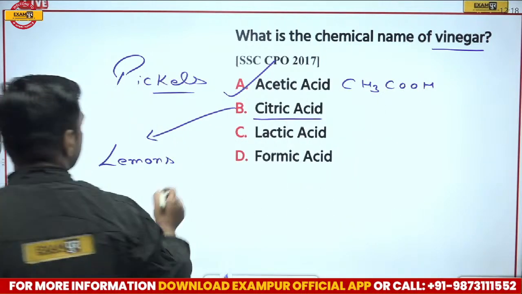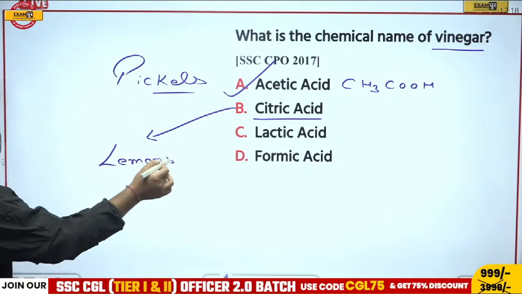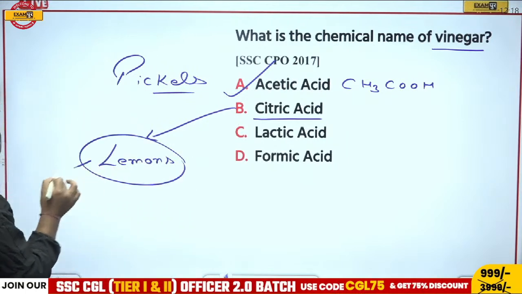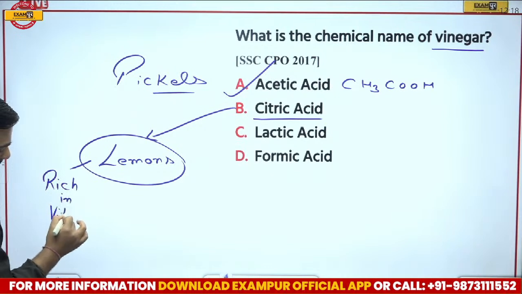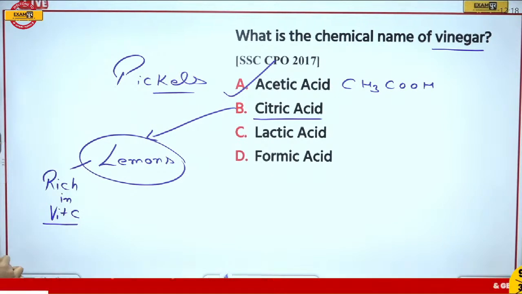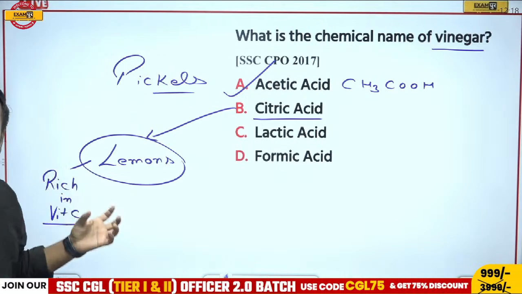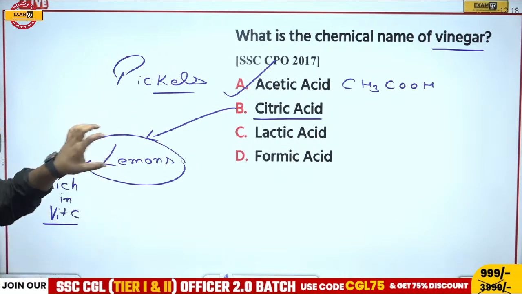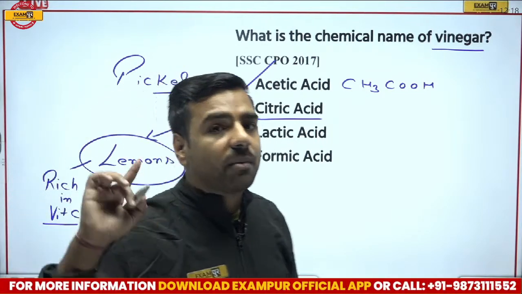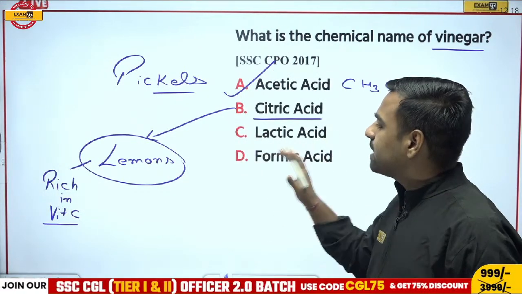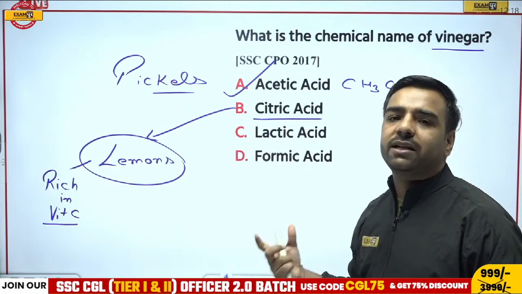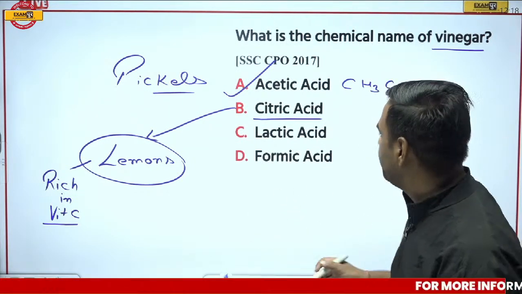Please remember, citric acid is actually present in those particular fruits which are rich in vitamin C. And vitamin C, this particular part is repeatedly asked in the examination, where I can talk about orange also, I can talk about amla as well. So yes, in the examination this is also asked, which is that particular fruit which has maximum vitamin C content? That would be lemon. So yes, lemon would be the correct answer.